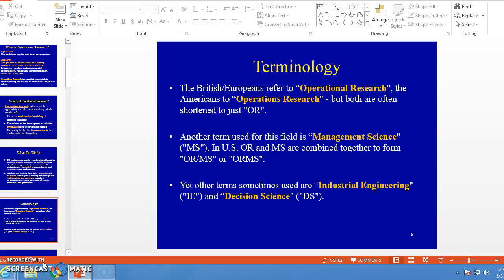The next one is terminology of operations research. The British Europeans refer to operational research, the Americans to operations research, but both are often shortened to just OR. Another term used for this field is management science. In the US, OR and MS are combined together to form OR or MS or ORMS. Yet other terms sometimes used are industrial engineering and design science.